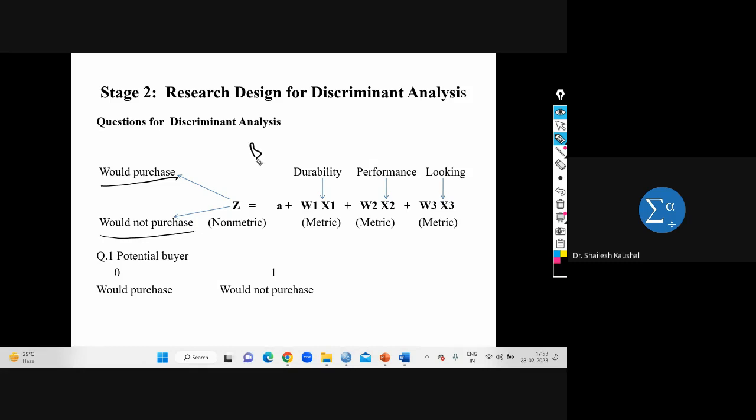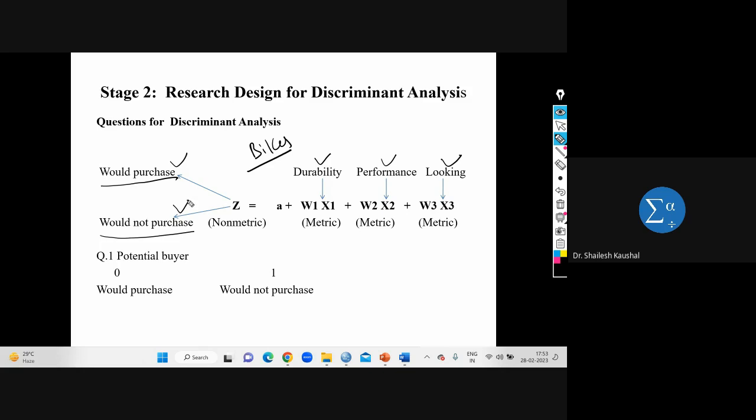For example, the customers want to buy the bikes, या bike खरीदना चाहते हैं. Then whether the particular person will buy the product or not on the basis of several independent variables. So when you buy the bike or car or any other thing, then you check whether the product is durable or not, whether the performance of the product is good or not, whether the looking is good or not. So on the basis of these independent variables, you may buy this product or not.